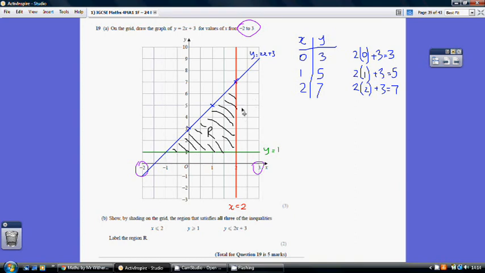Now 99 times out of 100, I'm sure you're just always going to be shading in the bit between the 3 lines. You're trapping an area. But just double check. You want all the values where x is less than 2. So that's to the left of the red line. y is greater than or equal to 1. So that's above the green line. And y is less than or equal to 2x plus 3. And that's to the right of the blue line. So as we've suspected, it's going to be the triangle trapped between those 3 lines.